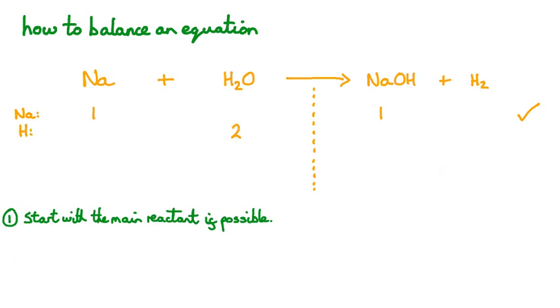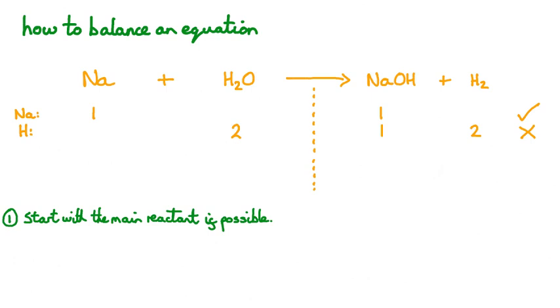If we look at hydrogen, we have 2 hydrogen atoms in our water, so that's a total of 2 hydrogen atoms in the reactants. But we need to be careful when looking at our products, since 2 of our products contain hydrogen atoms. There is 1 hydrogen atom in our sodium hydroxide and 2 hydrogen atoms in our hydrogen gas. This gives us a total of 3 on the product side versus only 2 on the reactant side. So this is clearly not balanced yet.